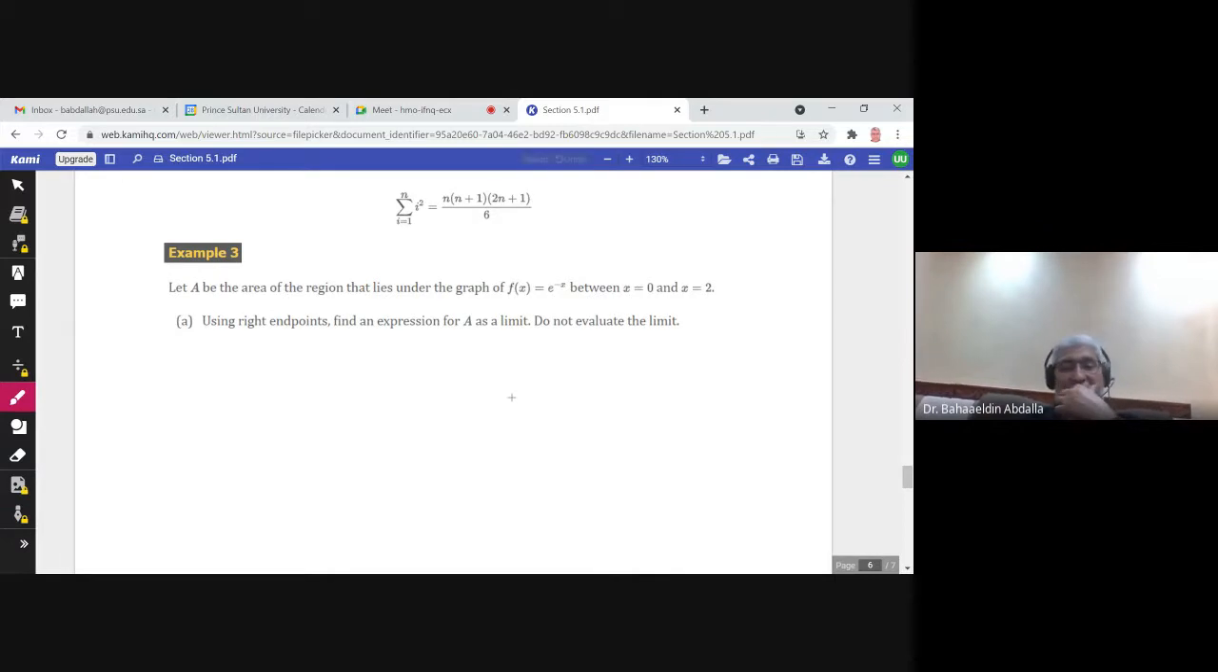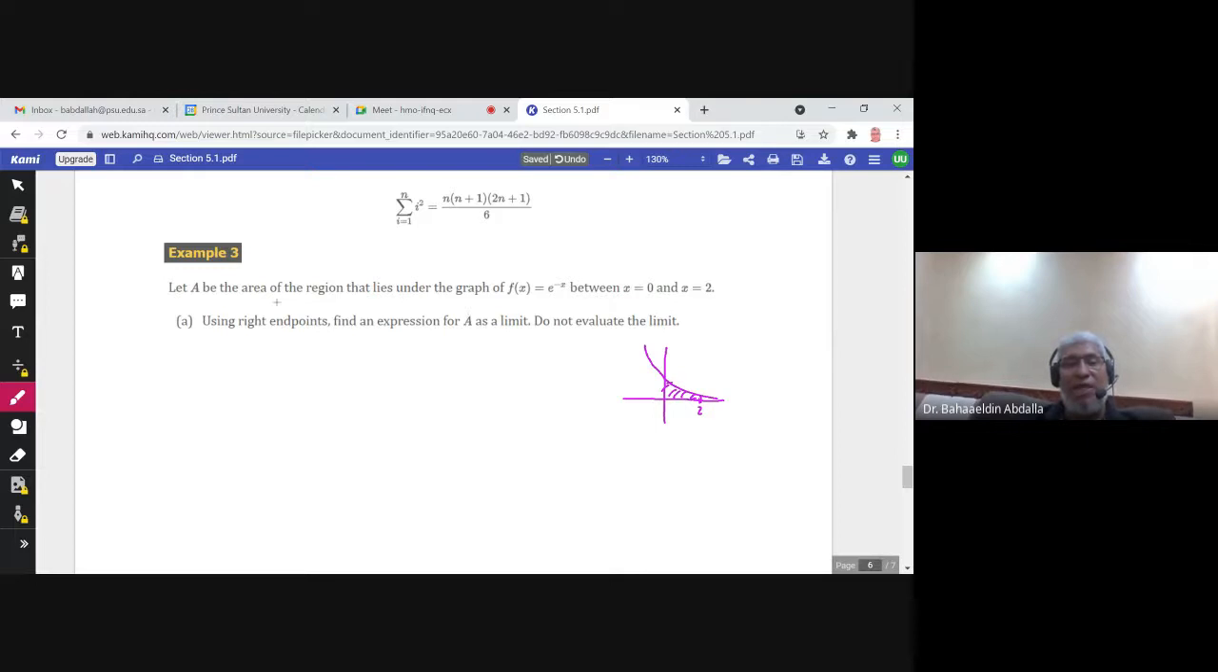Let us see this example. Let A be the area of the region that lies under the graph of this function between 0 and 2. The graph of e to the power negative x is like this, and from 0 to 2, this would be the region he is talking about. Using right endpoints, find an approximation for A as a limit. Do not evaluate the limit.